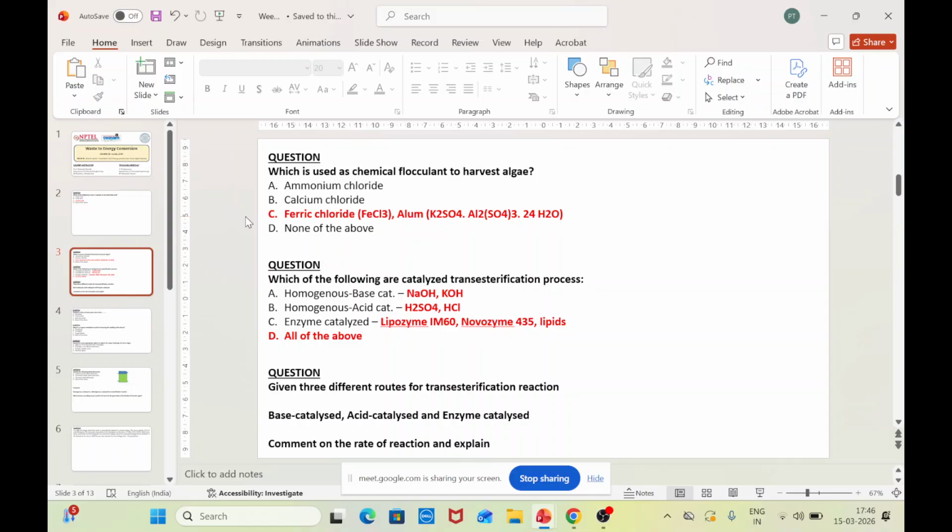So the major reason why we use a catalyst is to make sure that the rate of reaction is enhanced. But depending upon the type of catalyst that we use, this rate can actually vary. So we want to know which one will be faster. Is it by base catalyst, or acid catalyzed, or enzyme catalyzed?